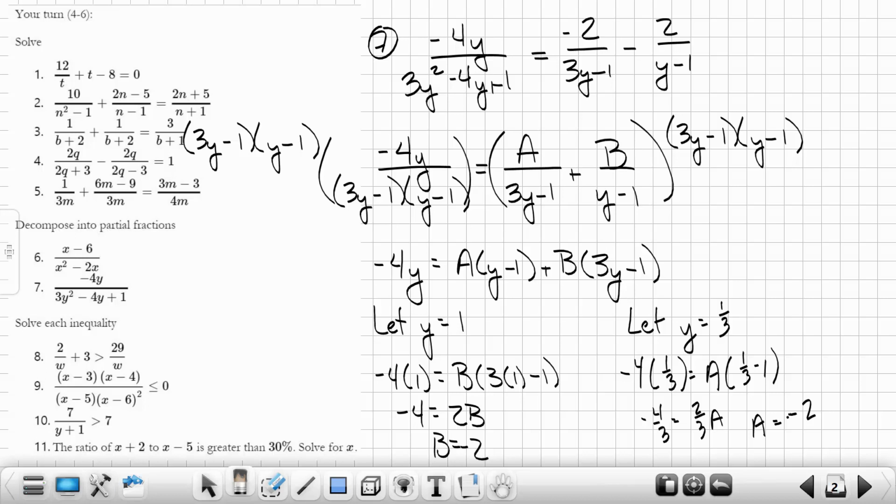Yeah, that's what I'm wondering too. Oh, so it's positive 2? Yeah. Okay. There you go. My apologies. 1/3 minus 1 is negative 2/3, so I'd make it a positive 2. My apologies.